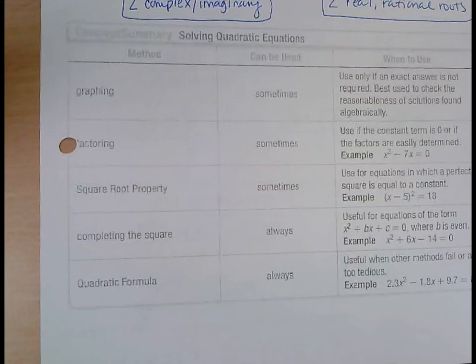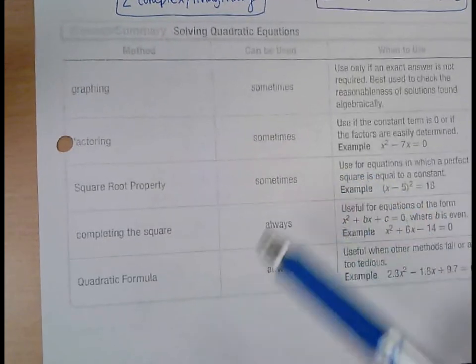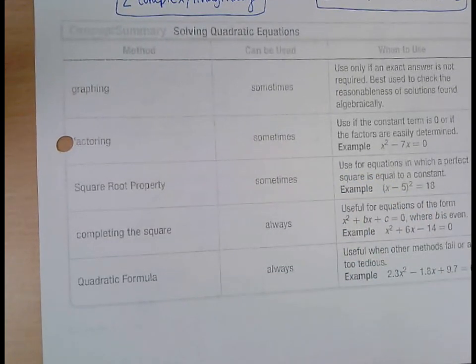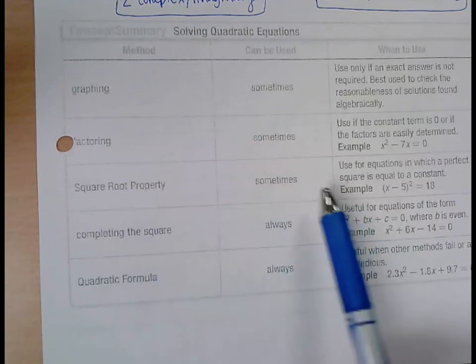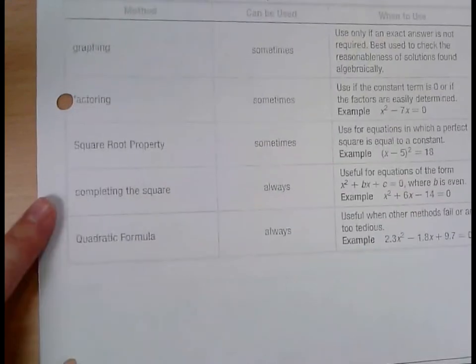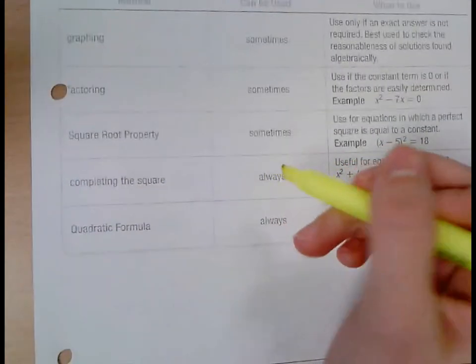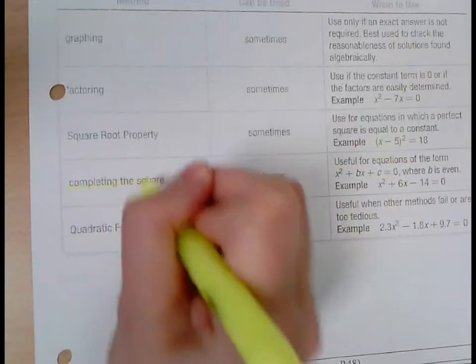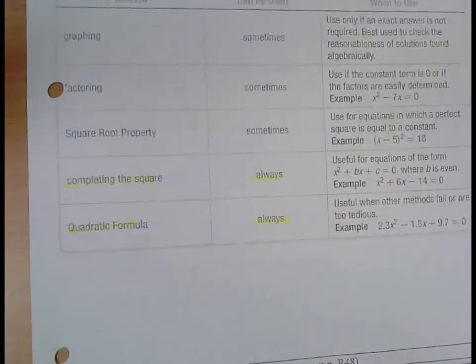Factoring does not always work. It only works, obviously, when you can factor it, but that is not always. Some polynomials are prime, can't be factored. The square root property sometimes works if your quadratic equation is set up in the right form. However, this is what's important. What we did yesterday with completing the square and the quadratic formula today, that always works. Two methods that always work.